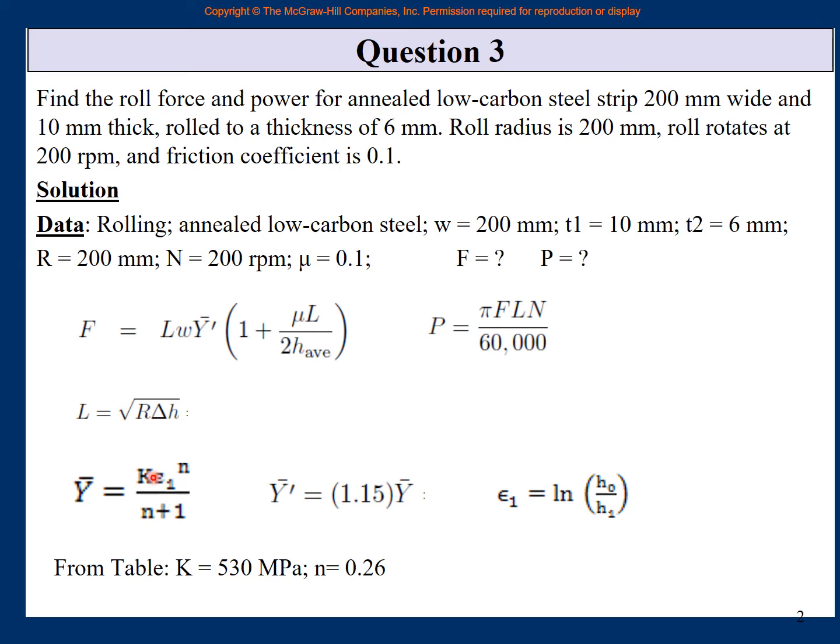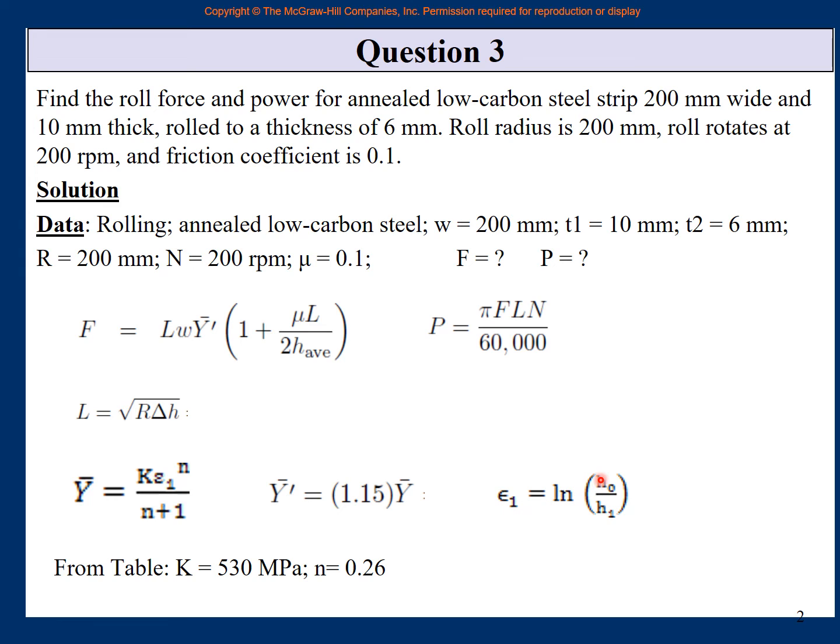Also, because this epsilon is here, we know that in rolling and so on, epsilon is ln H0 by H1, or T0 by T1, whatever you call it. So these values are given, right? The initial height and the final height are given, so you can find the strain. So now everything you can feed back, right?